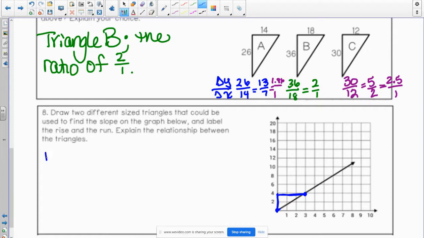So rise over run. This one, you've got to be careful because the axes are labeled by 2. So each box represents 2 here on the rise, or the y's. So 2, 4. So I have a rise of 4 and a run. If you look at the horizontal, or the x-axis, it's going by 1. So that is 1, 2, and 3. So I have a rise of 4 and a run of 3 for my first triangle here.